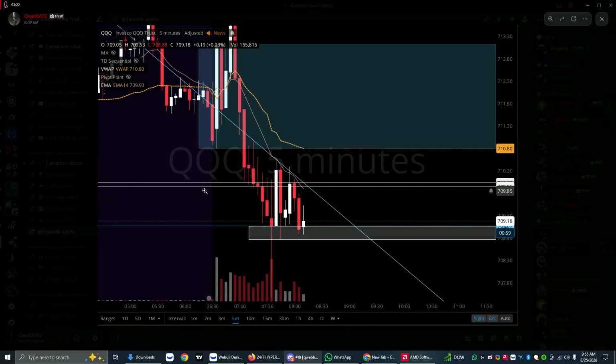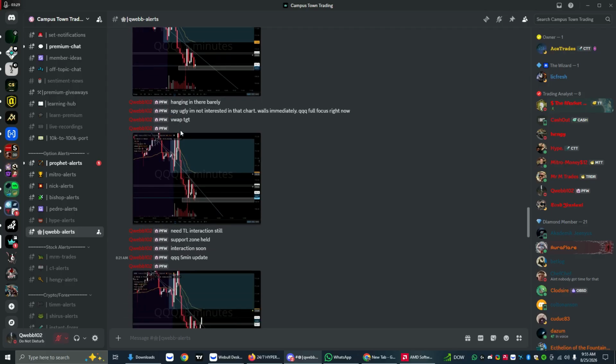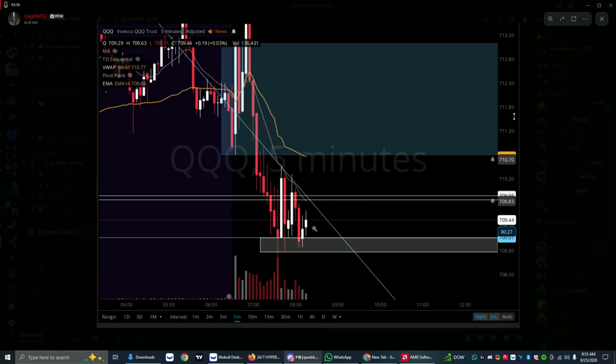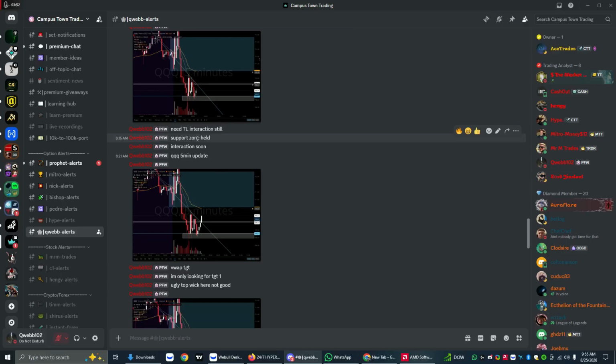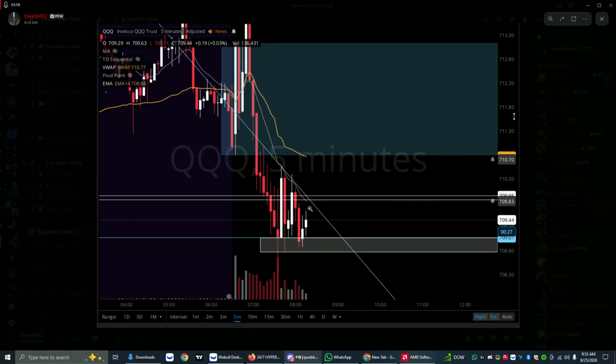Here's an update, and this is when I drew that zone. We are hanging in there. SPY is ugly, I'm not interested in that chart, so full focus on QQQ. VWAP is going to be the target. If we get this break, VWAP is the next point of interest. We have clear skies ahead. I need my trend line interaction still. Support zone is holding, interaction is soon. I say interaction soon when we're about to touch the trend line.